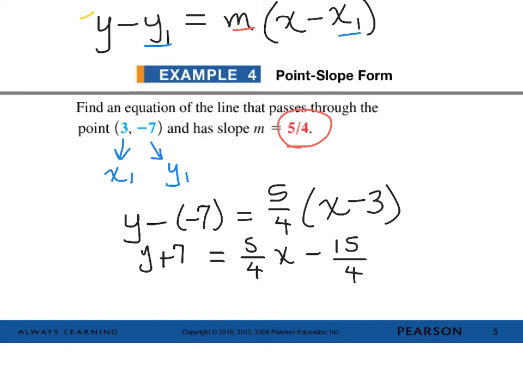And at this point we have a bunch of fractions to deal with, which is a little frustrating. So in order to not have to deal with those fractions, we're going to look at the denominator of those two fractions, and fortunately they're the same. So we're going to multiply both sides, or everything basically in the equation, by 4.